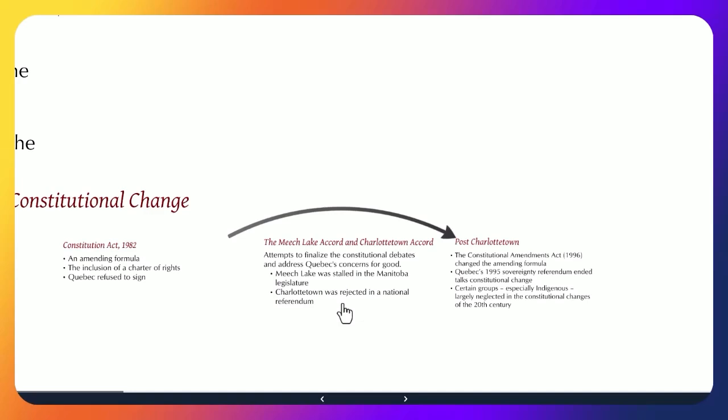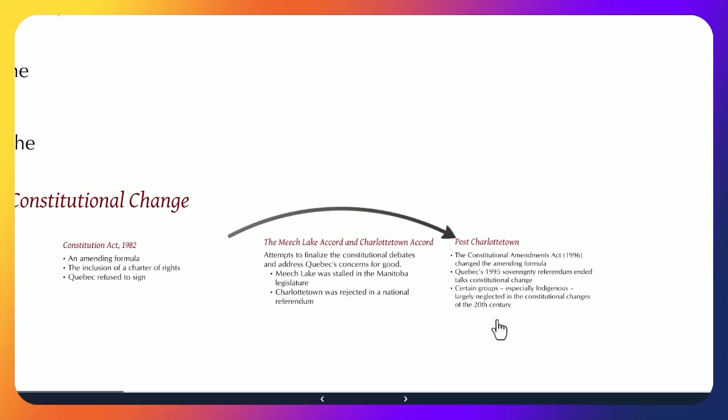We're now living in a post-Charlottetown era. There were a few more attempts to address the Constitution, but after Quebec's 1995 sovereignty referendum, any substantial talks of constitutional change have effectively ended, or at least been put on hold. But of course, that hasn't really solved any of the issues that have frustrated some quite significant groups within Canada.